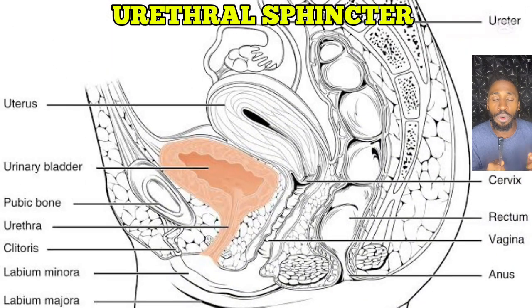Now, one thing you have to know for females: the female urethra is very short, which is 4 centimeters. That is why it is prone to infection, urinary tract infections, UTIs, due to the shortness. So bacteria can travel up the urethra and infect the bladder. Also, females are prone to urinary incontinence because the urethra is very short, and during childbirth there can be laxity of the urogenital diaphragm.